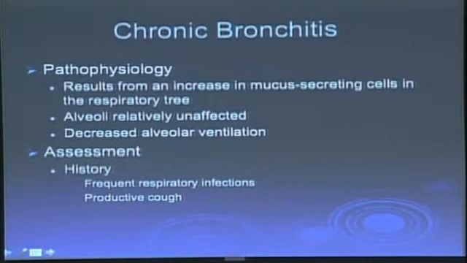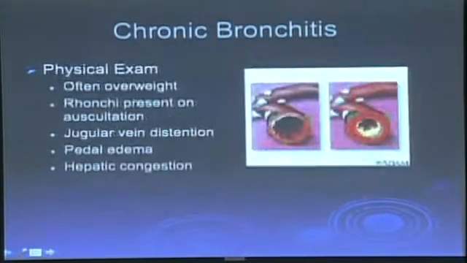History then, frequent respiratory infections. They always get respiratory infections. They have a productive cough. It doesn't have to be purulent, but it's usually a colored mucus, usually greeny, yellowy. Physical exam, they're often overweight, versus pure emphysemas that are skinny and barrel-chested, skinny arms, skinny legs.